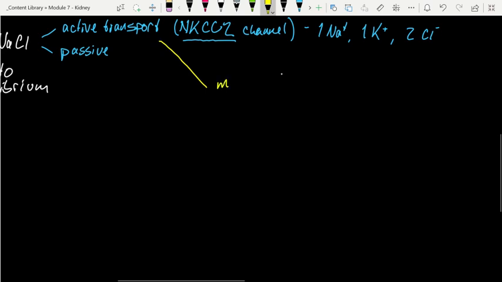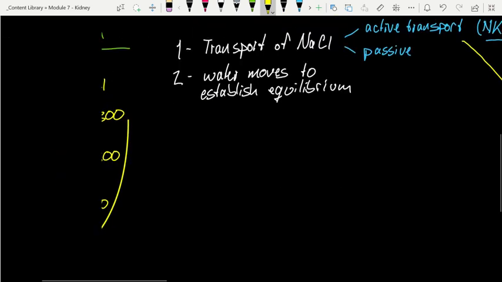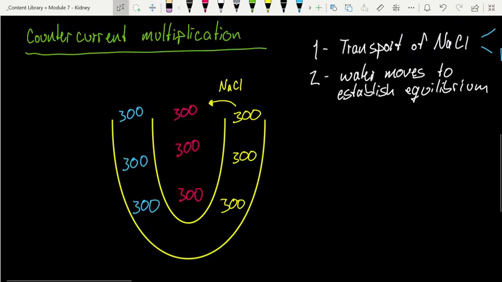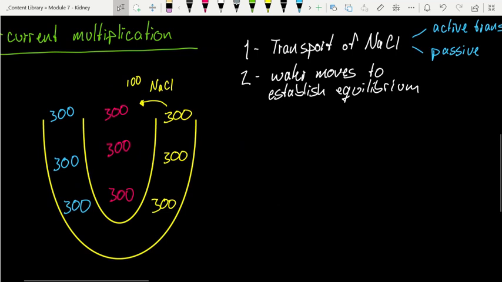It can maintain a 200 milliosmolar difference. In other words, right now I'm at equilibrium, 300 and 300. If I was able to move 100 milliosmoles of salt from the filtrate into the interstitial space, that will allow me to establish this 200 milliosmol difference. And we'll see that if we write down some new numbers.